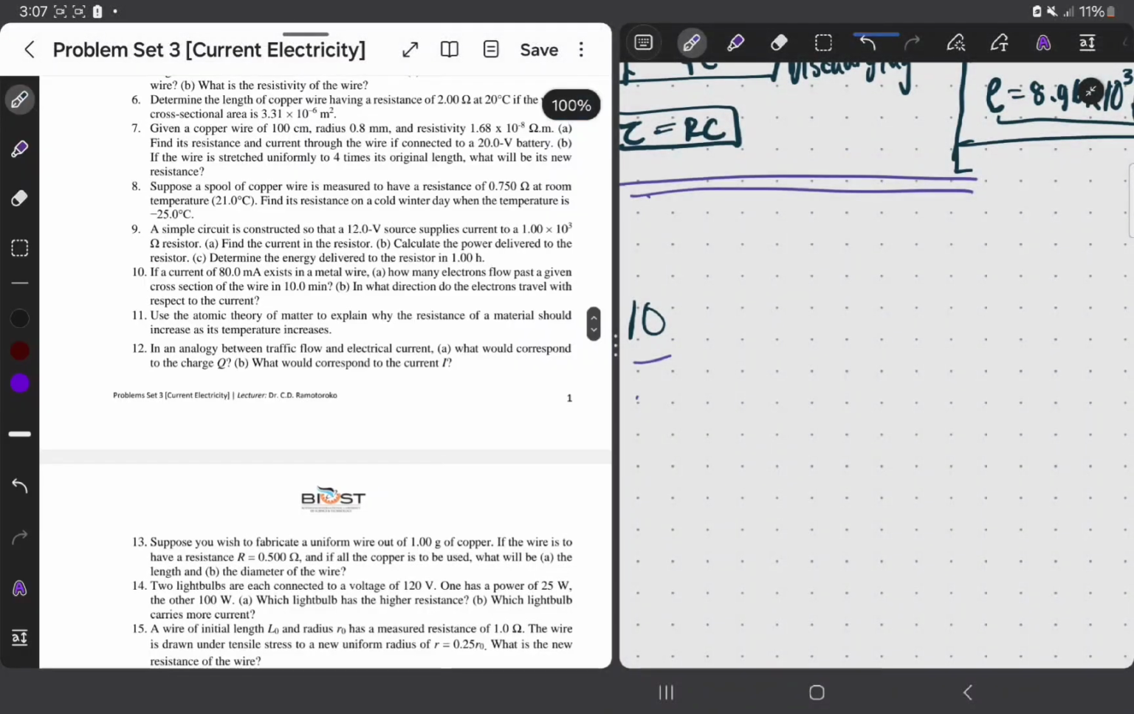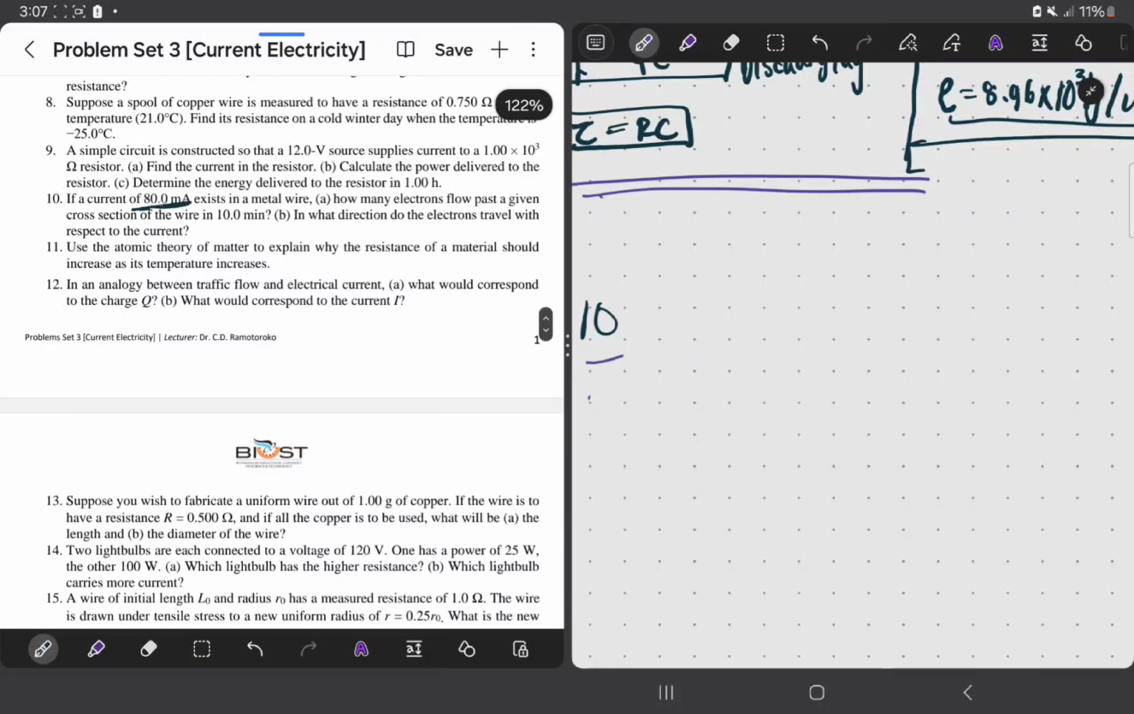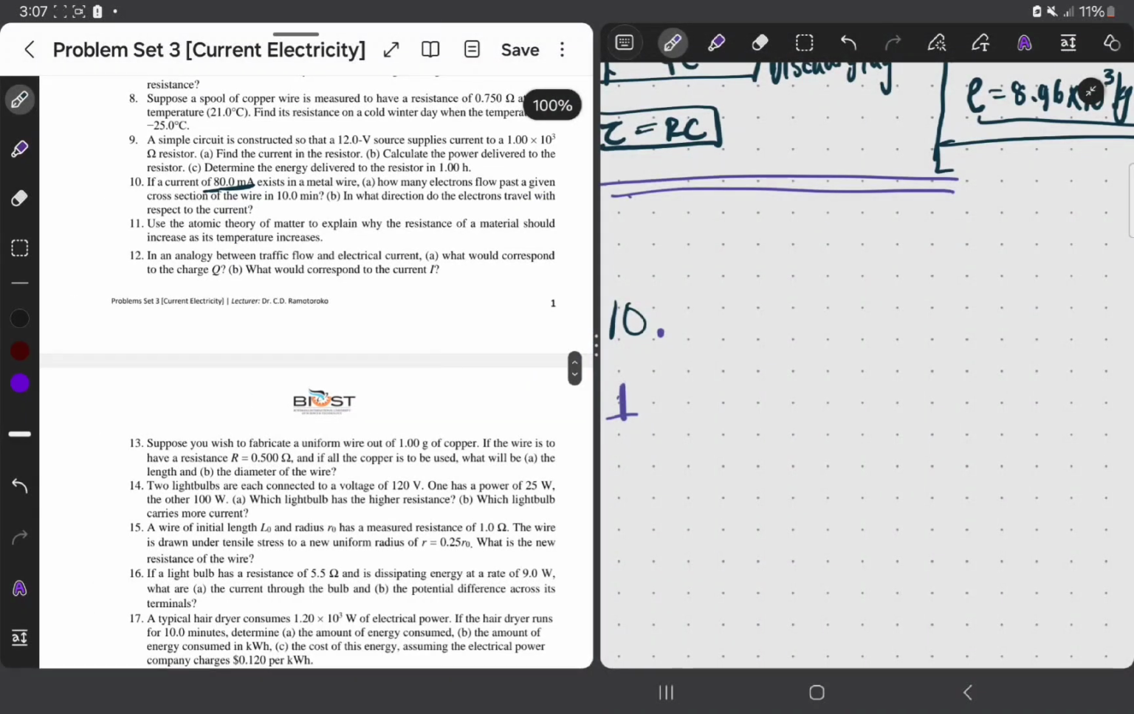So I'm going to readjust. It says now, current 80. So for my number 10, I'm going to put current I. My I is equal to 80.0 milliamps, which is 80.0 times 10 to the negative 3 amps. Milli is times 10 to the negative 3.